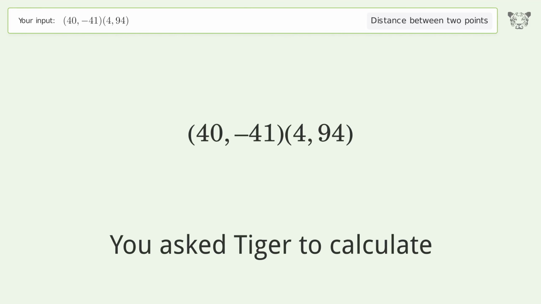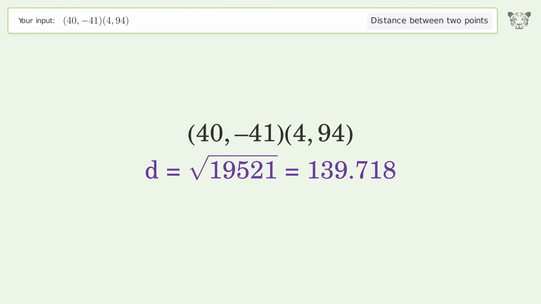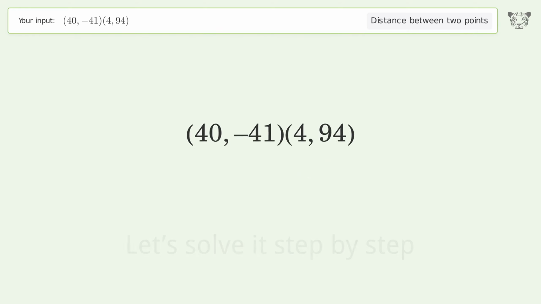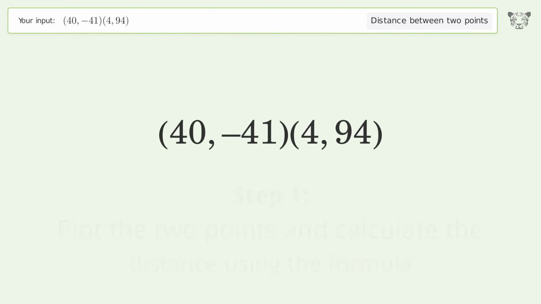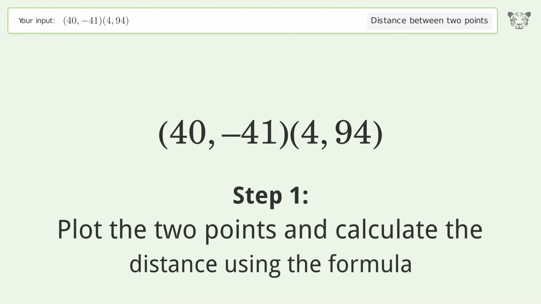You ask Tiger to calculate. This deals with the distance between 2 points. The distance between the 2 points is the square root of 19,521 or 139.718. Let's solve it step by step. Plot the 2 points and calculate the distance using the formula.